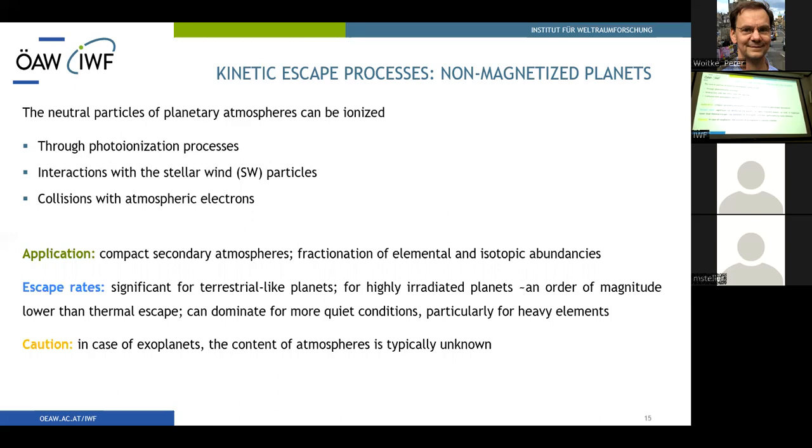The escape rates for such type of mass loss are significant for terrestrial-like planets. And for highly irradiated planets, they typically remain like an order of magnitude below the thermal escape, like the Jeans-like or the hydrodynamic. For more quiet conditions, as for example at present-day solar system, they can even dominate the escape. But what should be taken with caution for exoplanets again, we do not really know in most of the cases the real content of exoplanetary atmospheres, which is essential for any chemistry and essential for this type of escape processes.